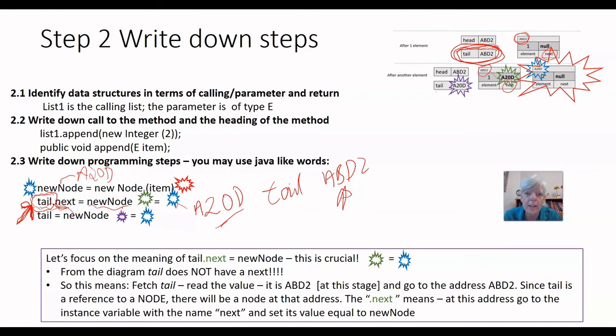Now, you and I know new node contains a value at that point, and new node's value is A20D. Where did it get it? Because it's the value the compiler returned when it created the new node. Okay, so now I have done that step, but I have to update tail, because tail is no longer ABD2. Tail must now be A20D. And so, therefore, the last thing I do is I update tail.